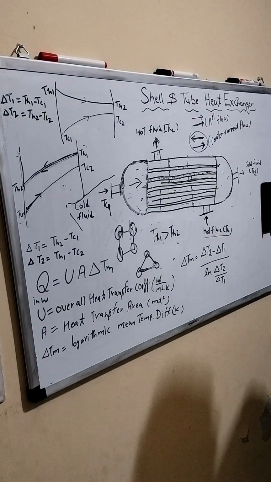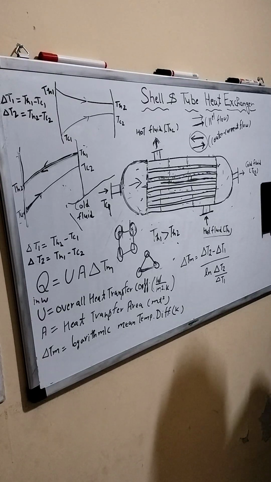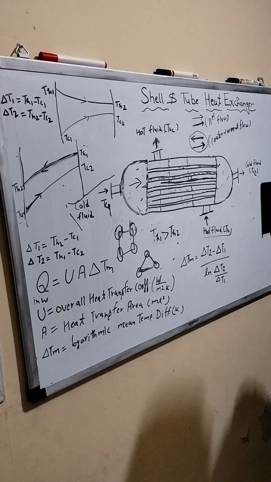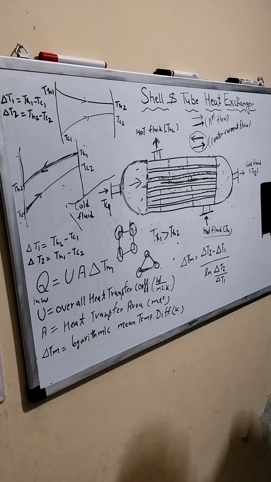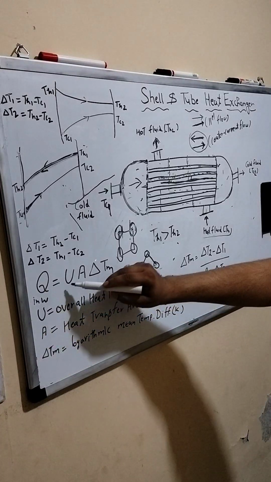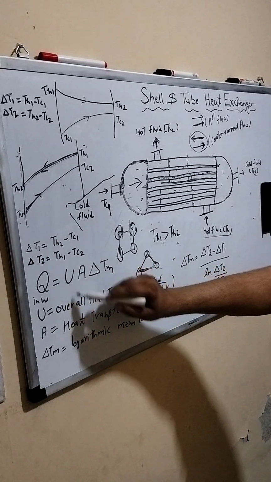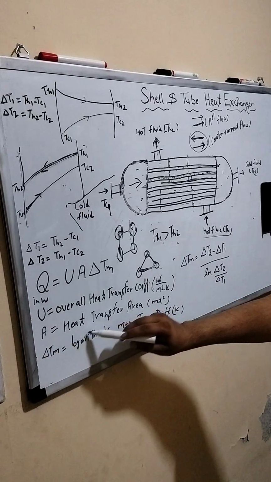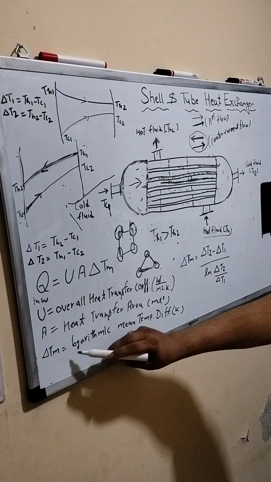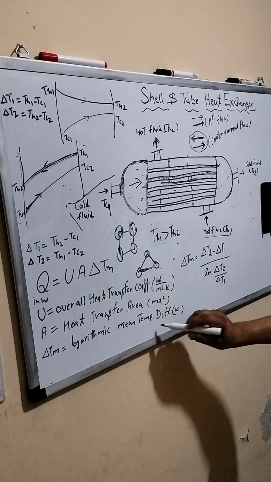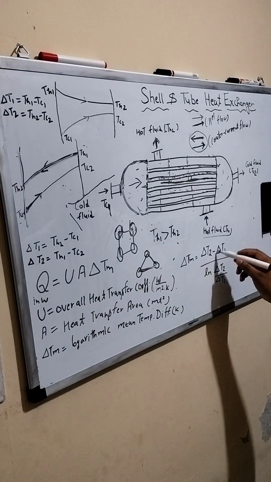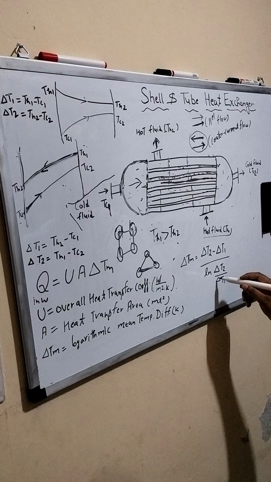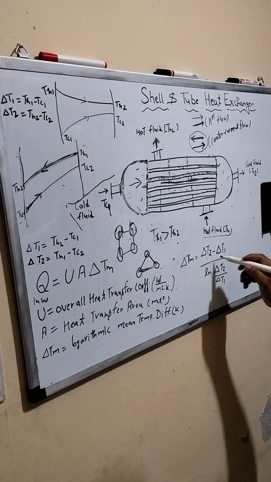Now come to the heat transfer part. How do you calculate the heat transfer? The simple formula is Q equals U A delta Tm. U is the overall heat transfer coefficient, with unit watt per meter squared Kelvin. A is the heat transfer area in meter square. Delta Tm is the logarithmic mean temperature difference, which is (delta T2 minus delta T1) divided by ln(delta T2 by delta T1).